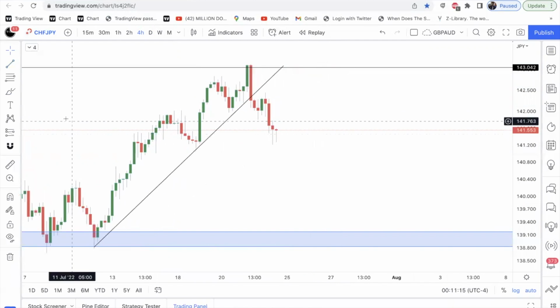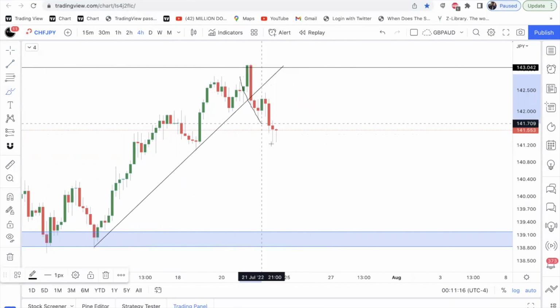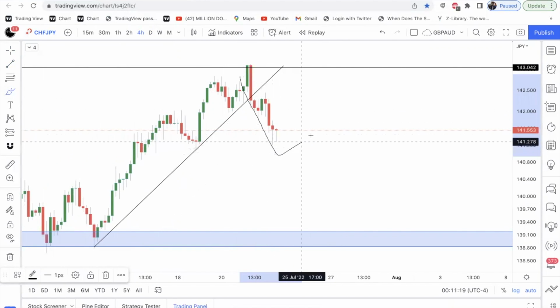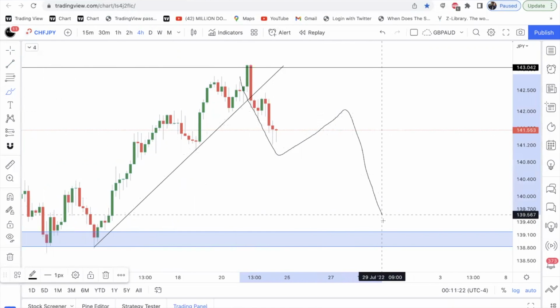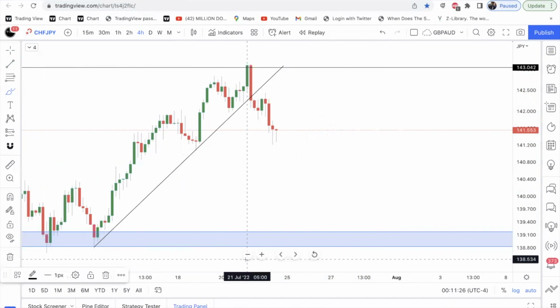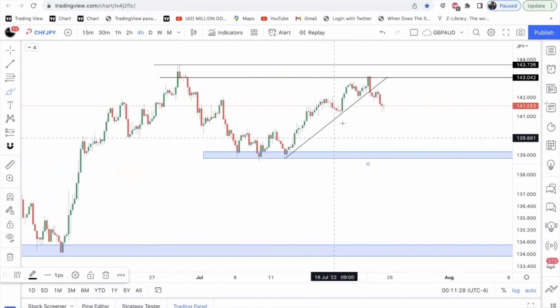All right. You see, boom, we got the breakdown to that. So now I would say let price correct itself on a pullback. It's a little corrective bearish flag. Look for the continuation to the downside. This could come all the way back down to this level of support.